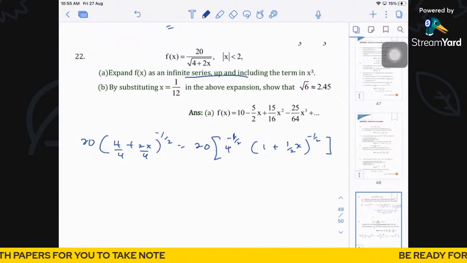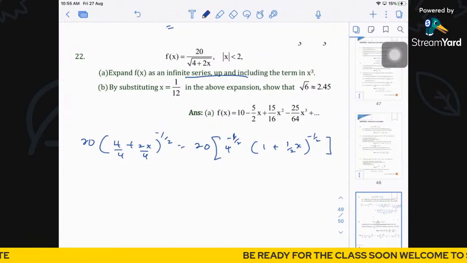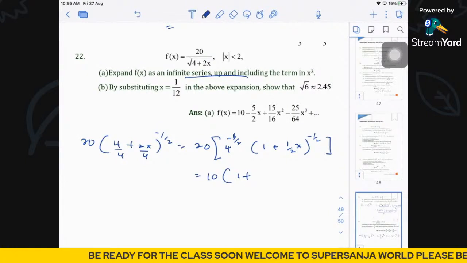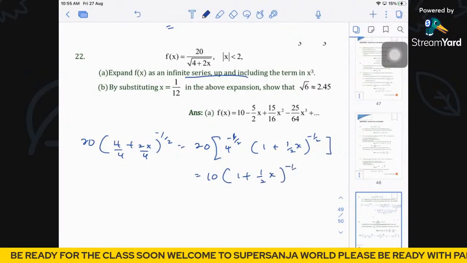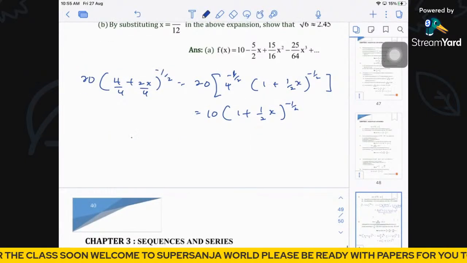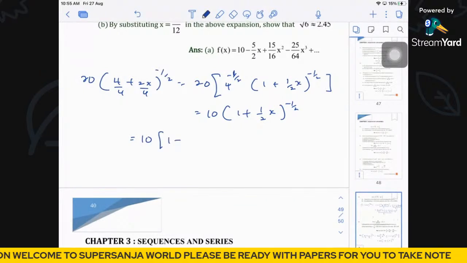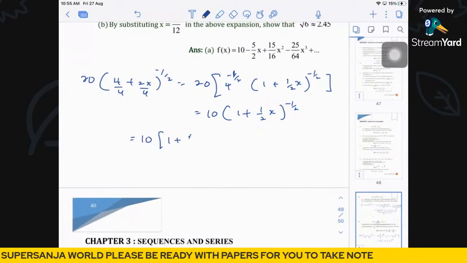So 4 power of negative half. 4 power of negative 0.5 there will give you half, times 20 there will give you 10. So 10, 1 plus 1 over 2x power of negative half. You can expand this, of course. 10, 1 plus, with negative half.